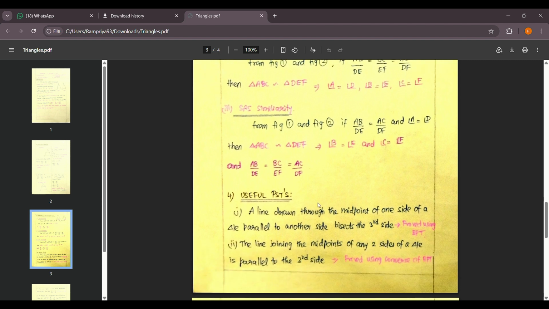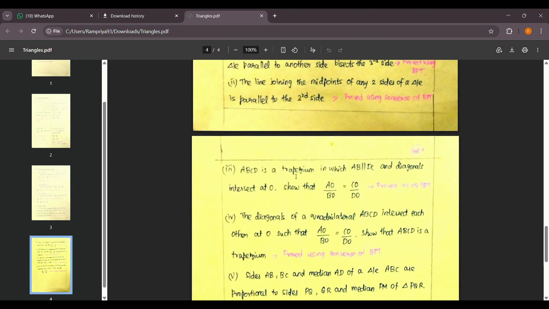So these are all the important questions taken from the NCERT book. A line drawn through the midpoint of one side of a triangle, parallel to another side, bisects the third side. You can prove this using the great Nandana's theorem, which is BPT. And next, the line joining the midpoints of any two sides of a triangle is parallel to the third side. This can be proved by using the converse of BPT.